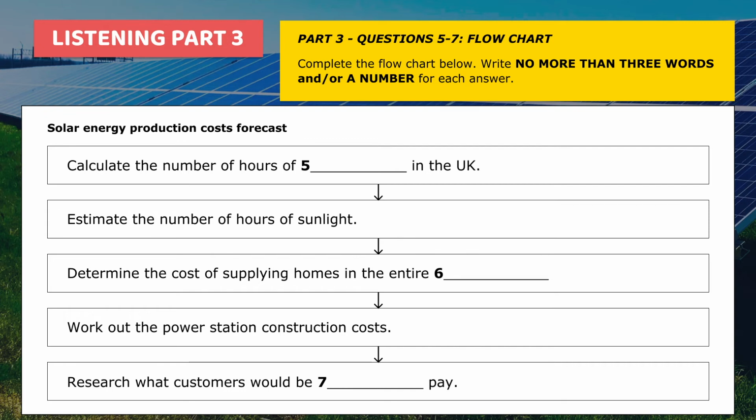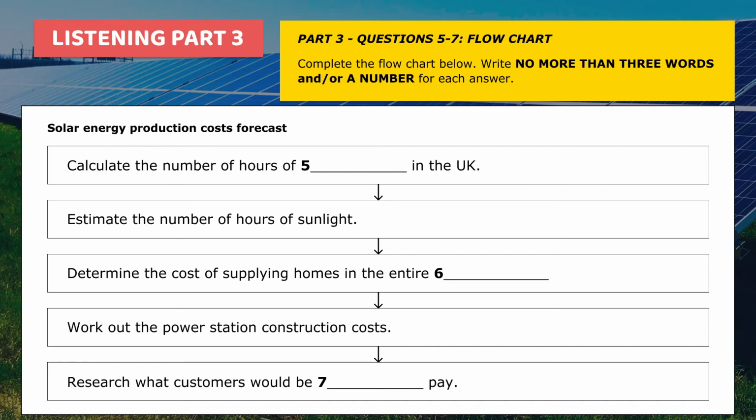That's an excellent idea, Phil. Okay, so let's imagine that we want to forecast the cost of producing solar energy. How could we do that, Jackie? Well, I think we'd have to start by working out how many hours of daylight there are in the UK per year. The Meteorological Office would have data on that. Then estimate the number of hours of sun to get a rough total.